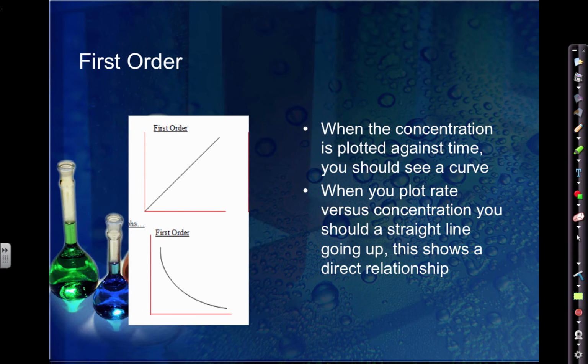Now with a first order reaction, if I graph the concentration against time, I should see this curve right here. Well, if I take the rate, so the slope of the line here, well, since it's curved, it's constantly changing here. So my rate will be changing. So if I graph the rate versus the concentration, I should see a straight line going up. So basically, as my concentration is changing, so is my rate. So as my concentration increases, so does the rate of my reaction.